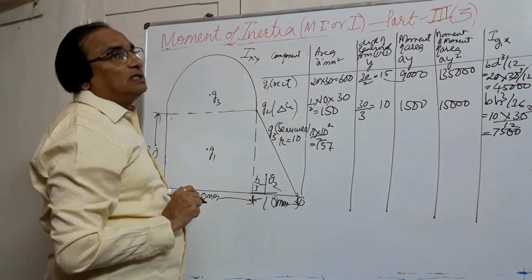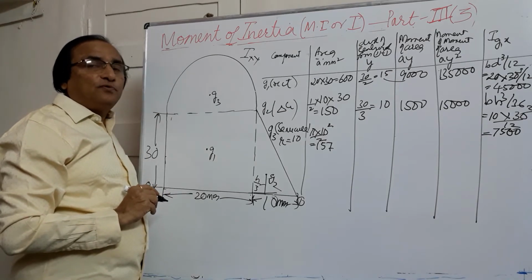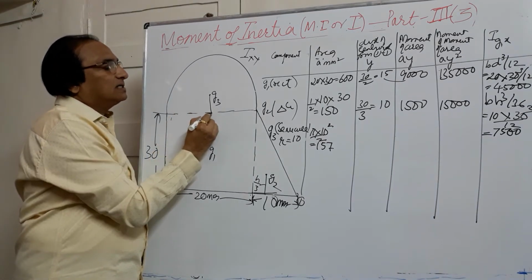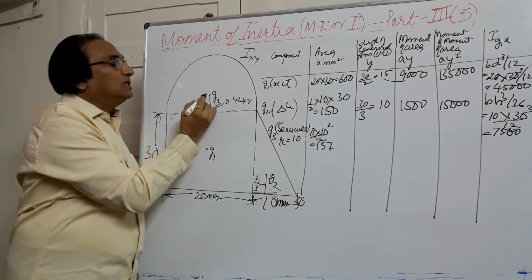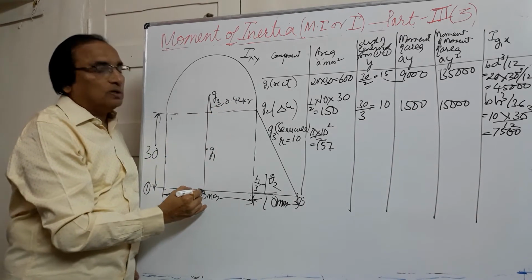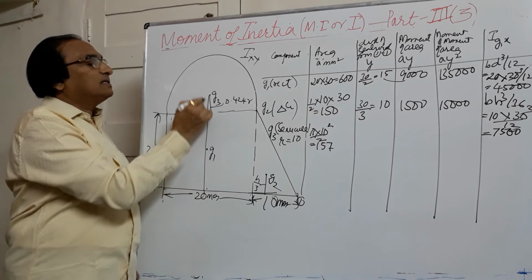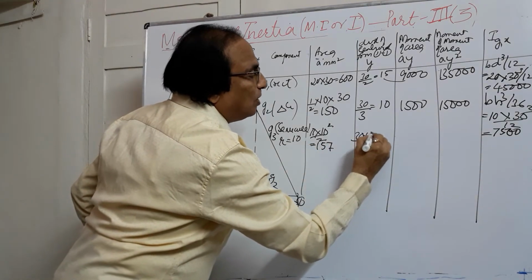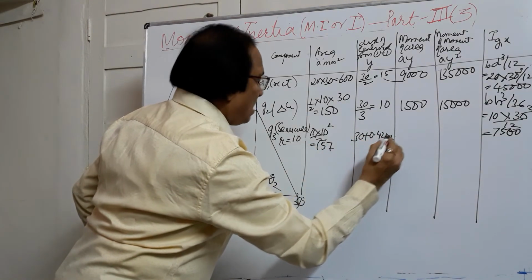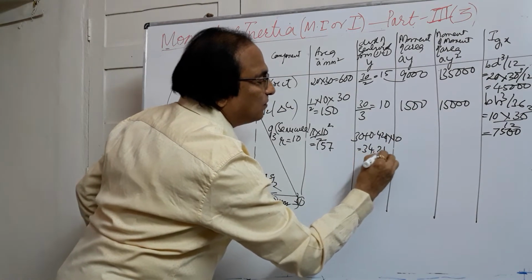Now we know the distance of the centroid of a semicircle from the diameter is 0.424 r. Means what I know is this distance is 0.424 r. But I want the distance of the centroid from 1, 1. So what will be the distance from 1, 1? So this height is 30 plus 0.424 r. So this will be 30 plus 0.424 into r, here 10. So this will be equal to 34.24.